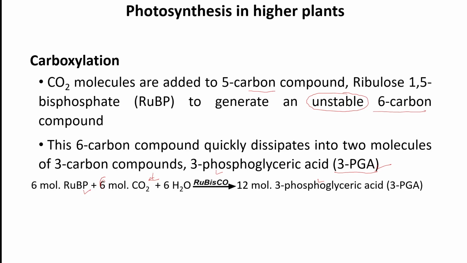So if 6 molecules of carbon dioxide bind to 6 molecules of RuBP in the presence of the enzyme Rubisco, which acts as a biological catalyst, it will give rise to 12 molecules of a 3-carbon compound known as 3-phosphoglyceric acid. Why do we say 12 molecules? Because 3-phosphoglyceric acid is a 3-carbon molecule.